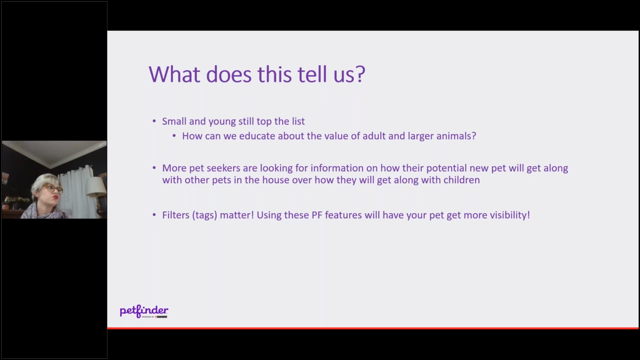And it's also interesting to me that more pet seekers are looking for information around how that pet's going to get along with another animal over getting along with a child. So are there opportunities to talk about how pets are interacting in play groups while in your care, or how they interact if they're going on walks with a buddy? I think there's some things that can help pet seekers understand if that animal truly does get along with other animals. And then the other takeaway that I've taken just from this really high level view is that the filters that we use when we're describing, they matter.